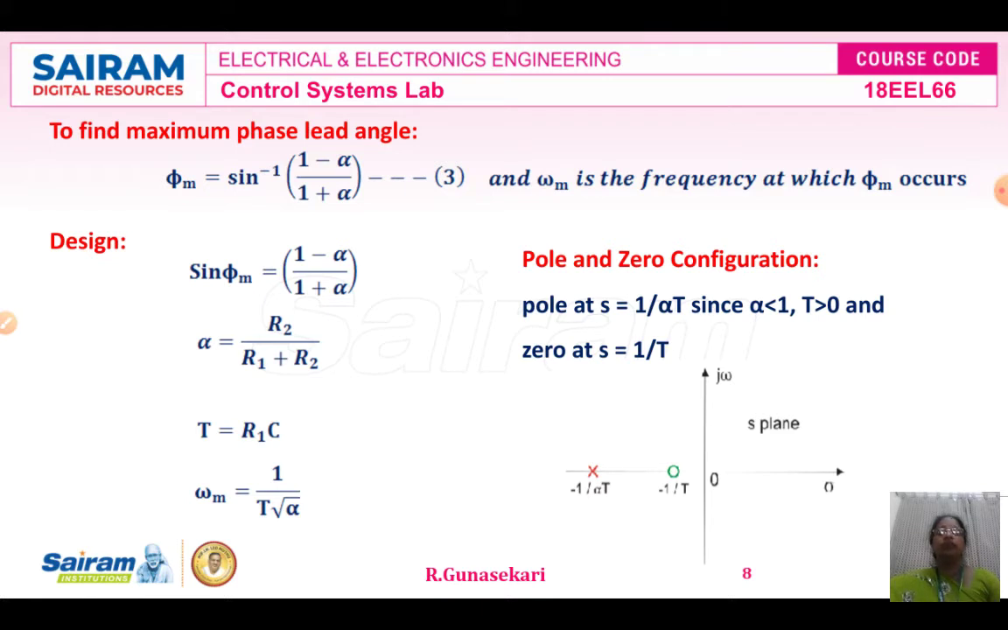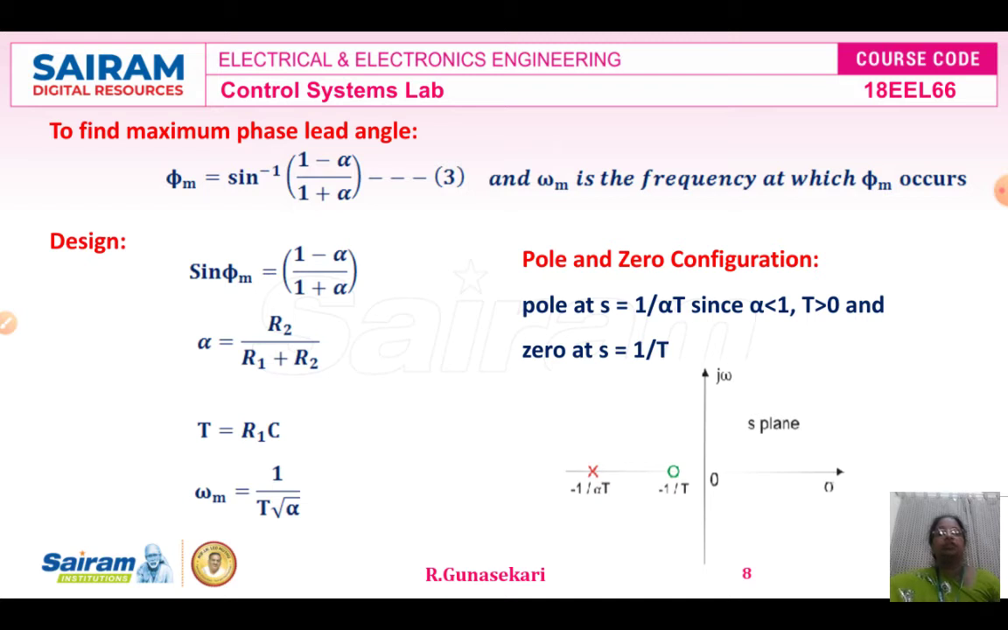Now we find the maximum phase lead angle, phi m equal to sine inverse of 1 minus alpha divided by 1 plus alpha. This is equation number 3. Omega m is the frequency at which phi m occurs. Design: sine phi m equal to 1 minus alpha divided by 1 plus alpha. Alpha equal to R2 divided by R1 plus R2. Time constant T equal to R1 into C. The maximum frequency omega m equal to 1 divided by T into root alpha.